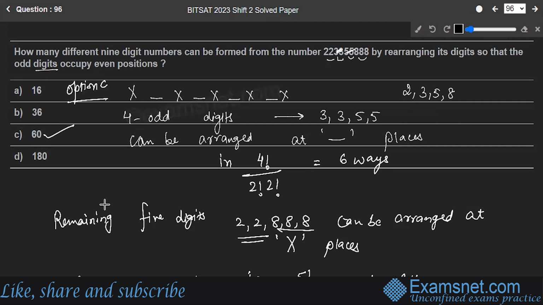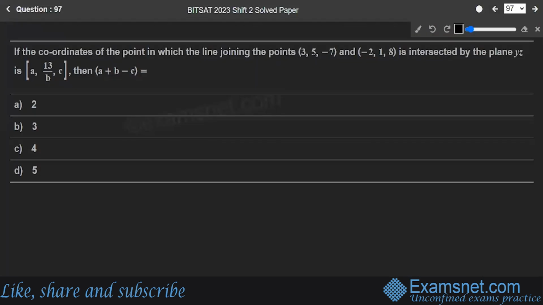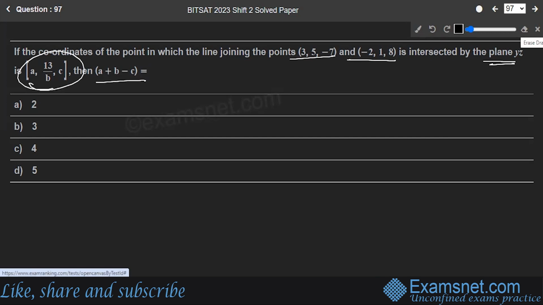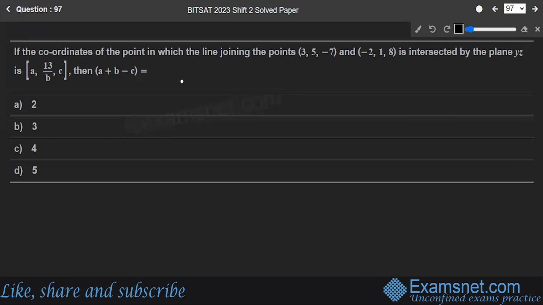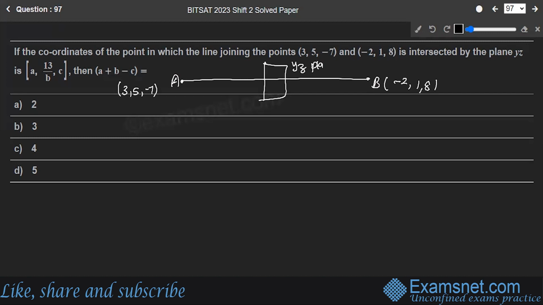Hope you understood this. Let's move to the next question. Question number 97. If the coordinates of the point in which the line joining these 2 points is intersected by the YZ plane is given by this, then what is the value of A plus B plus C? Okay, so here are the 2 points. Point B is -2, 1 and 8, and here is the point A, which is 3, 5 and -7. This is the YZ plane, which is intersecting.